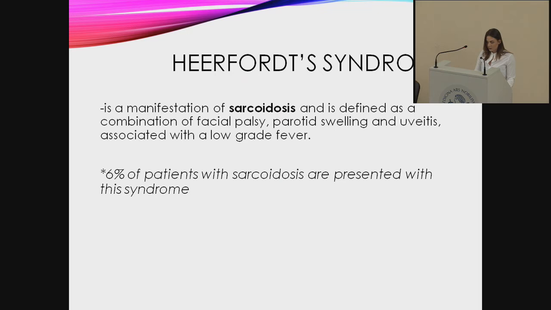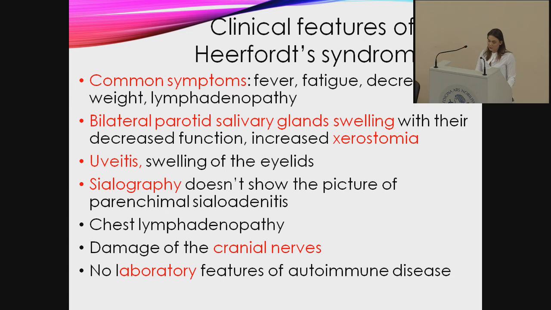The third syndrome is Heerfordt syndrome. It's a manifestation of sarcoidosis. It's the main differential sign from the previous two syndromes. It is known that only 6% of patients present with this syndrome. Clinical features include common symptoms such as fever, fatigue, and weight loss, and lymphadenopathy. And there is uveitis and swelling of the eyelids. Also, there is bilateral parotid salivary gland swelling and increased xerostomia.